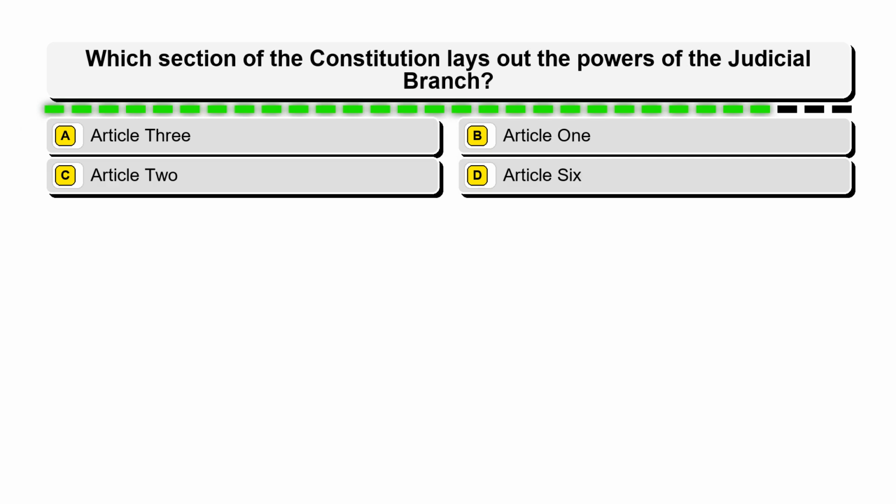Question 21. Which section of the Constitution lays out the powers of the judicial branch? Option A, Article 3. Option B, Article 1. Option C, Article 2. Option D, Article 6.